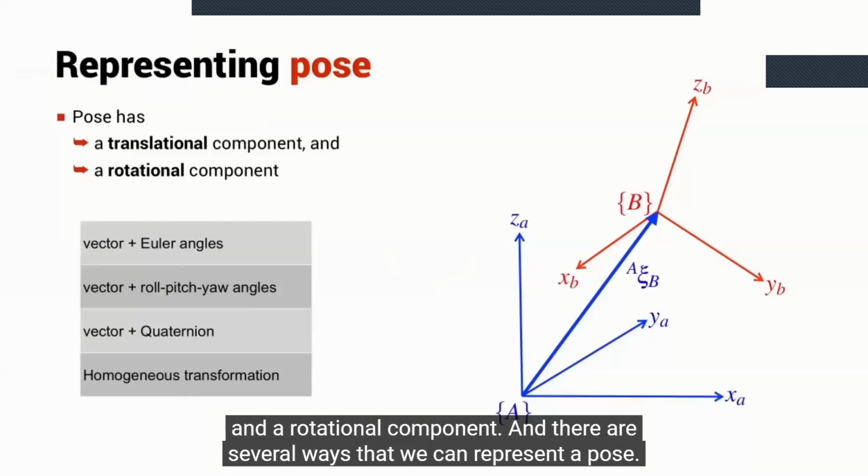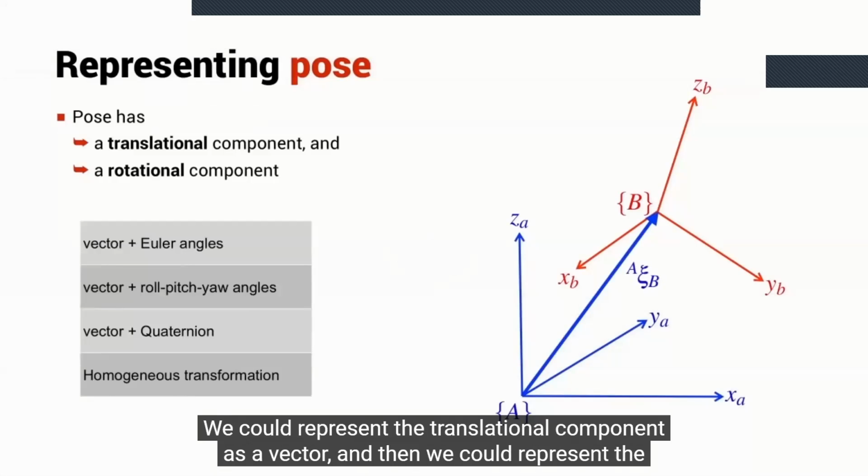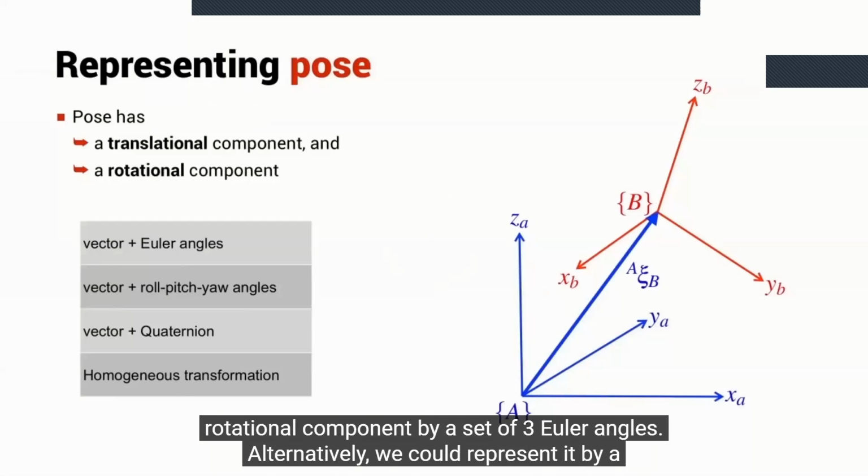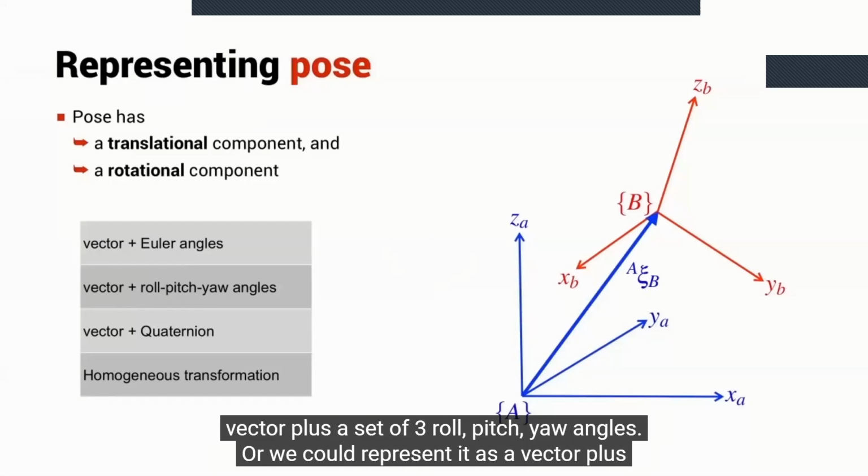And there are several ways that we can represent a pose. We could represent the translational component as a vector, and then we could represent the rotational component by a set of 3 Euler angles. Alternatively, we could represent it by a vector plus a set of 3 roll pitch yaw angles. Or we could represent it as a vector plus a quaternion.